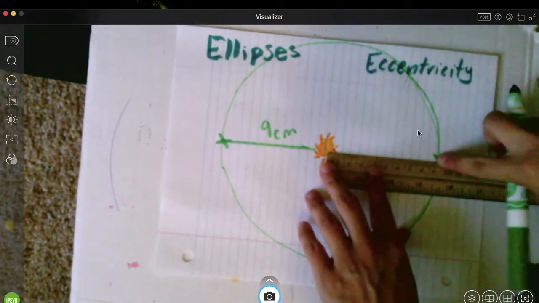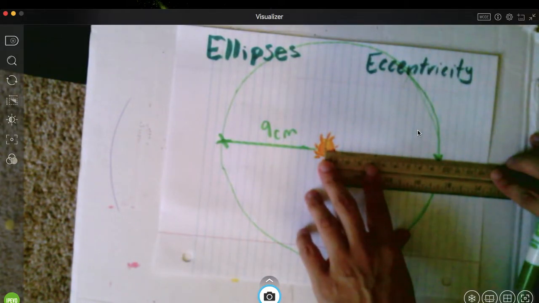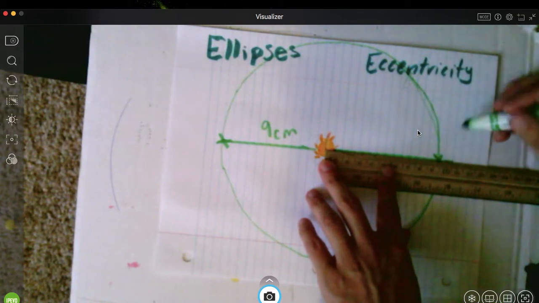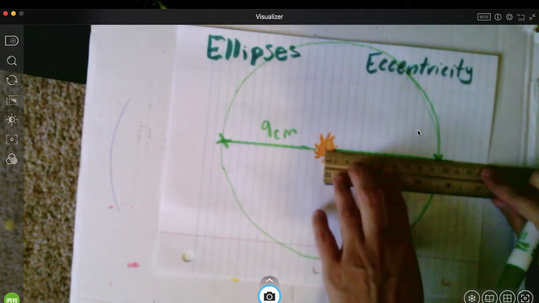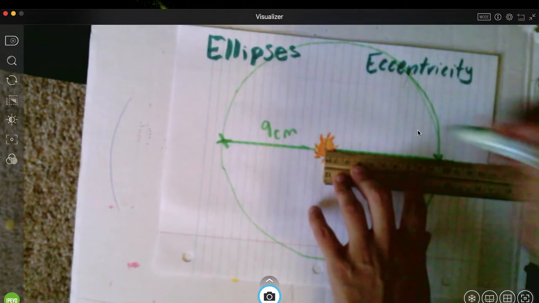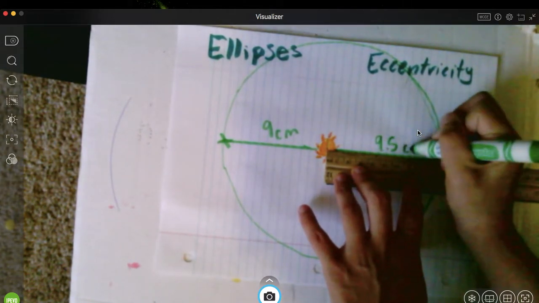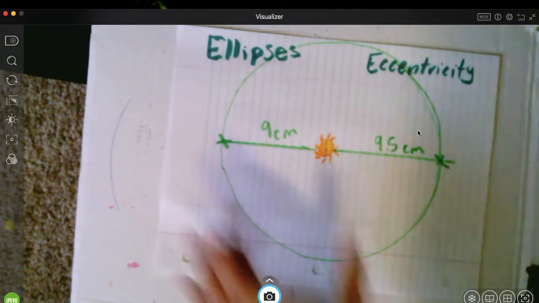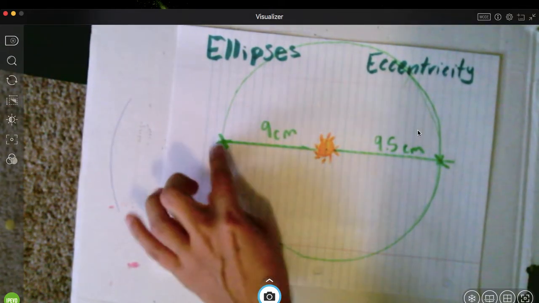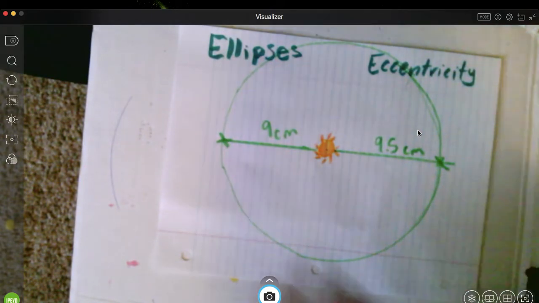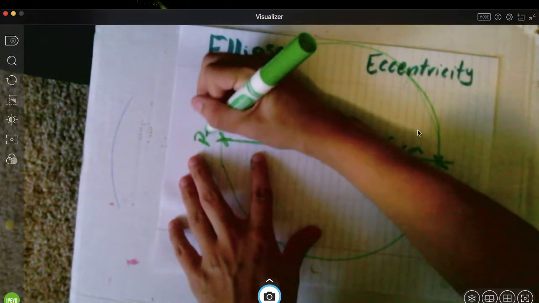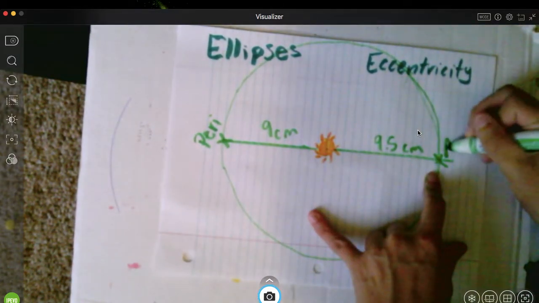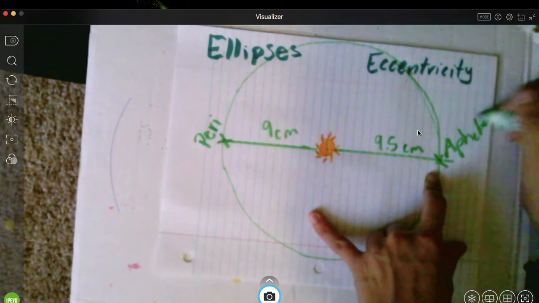And this point to the sun is approximately, and I'm measuring to the center of the sun if you wanted to recreate this demonstration, 9.5 centimeters. So even though it looks really circular, this side's a little bit closer and a little bit further away at that side. Remember, this is called perihelion, around the sun. This is called aphelion, away from the sun.